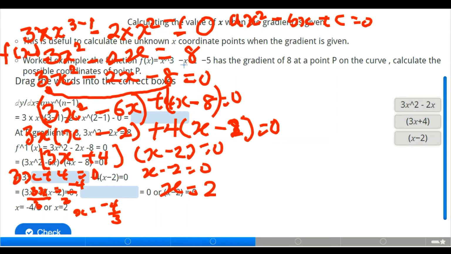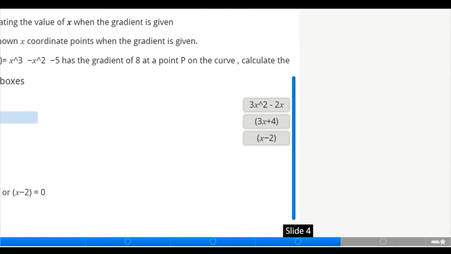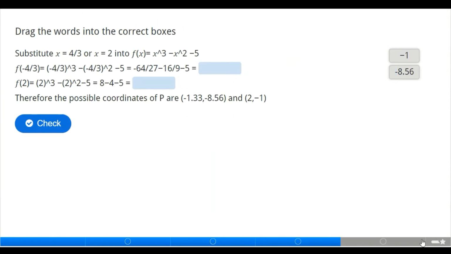3x raised to power 3 minus x raised to power 2 minus 5. And that's what we are going to be doing in the next slide that we have here. So first and foremost, let's substitute x equals 2. That is very easy to do. It doesn't have a fraction. So let's substitute and let's see what we have.